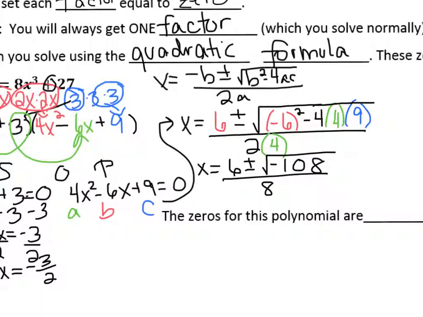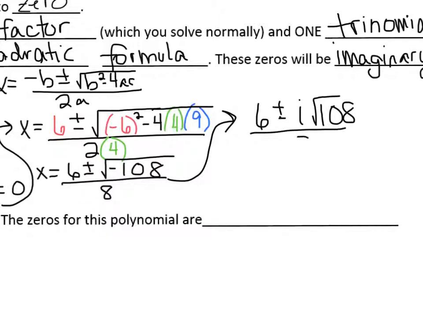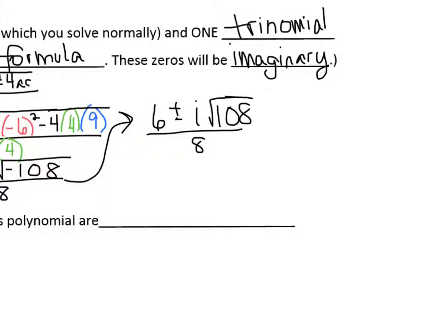Well, let's get rid of the negative. So we have 6 plus or minus i square root of 108 all over 8. Well, 108 is not perfect. You could type that into your calculator and you'll notice it gives you a decimal. So that means we're going to need to apply our chart here. Lots of prior knowledge for these problems. Well, 108 divided by 2.